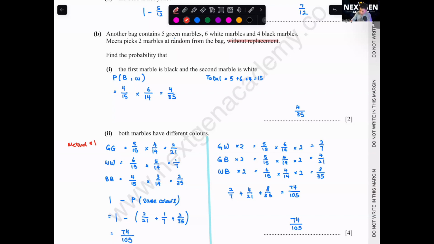Okay, method 2. Method 2, always remember to multiply by 2. Why multiply by 2? Because you can do the other way around also. Green, white, or white, green. Green, black, or black, green. White, black, or black, white. So you can alternate the position of the two values. Okay, make sense?